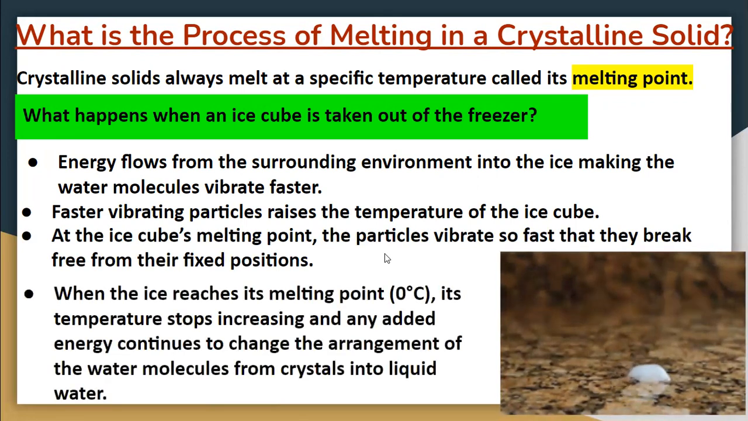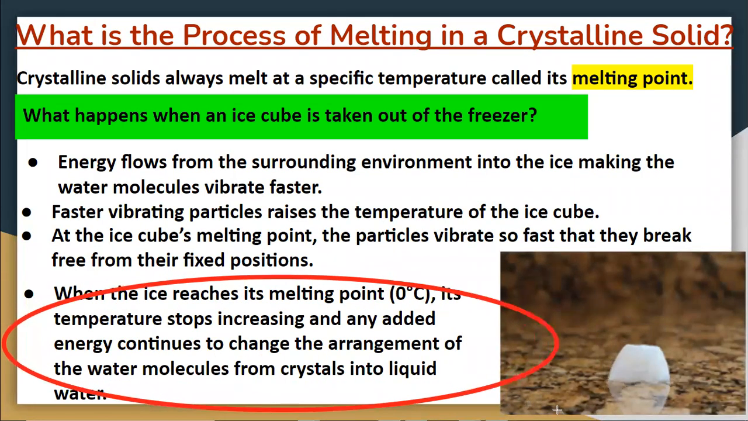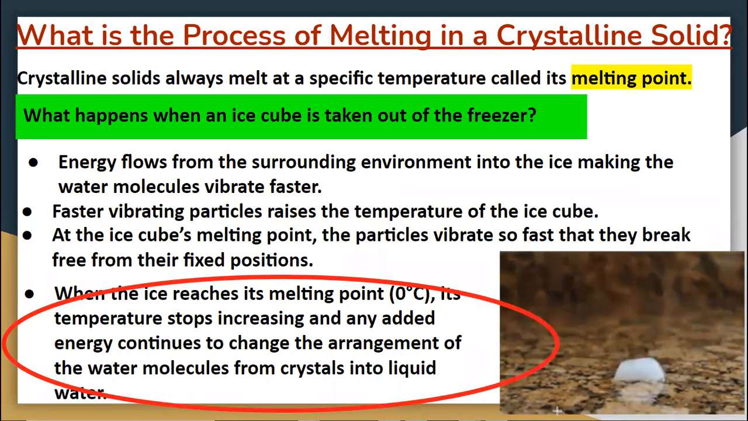When the ice reaches its melting point, in this case 0 degrees Celsius, 32 degrees Fahrenheit, its temperature stops increasing, and any added energy continues to change the arrangement of the water molecules from crystals into liquid water. That's the key. Once it reaches that melting point, the temperature stops increasing, and the added energy now is going to change it to a different state. In our case, a solid to a liquid.